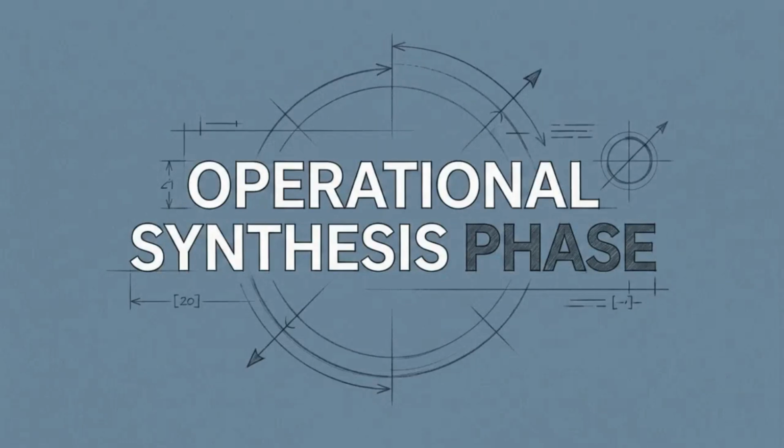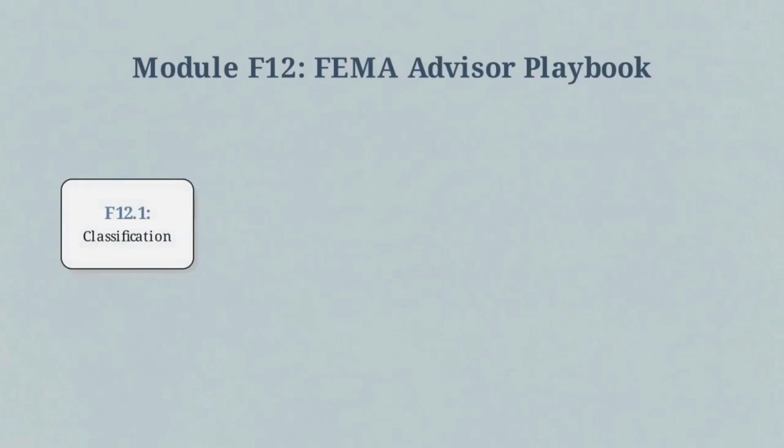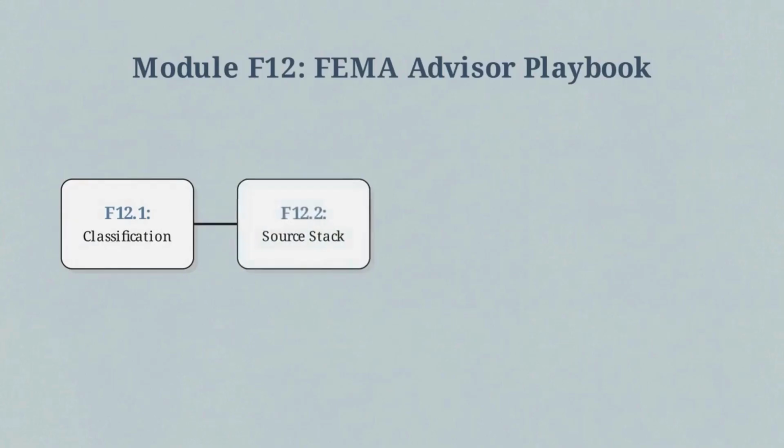Welcome to the final stage of our curriculum, Module F12, the FEMA Advisor Playbook. You will not find any new regulations or unexamined legal statutes in this module. Instead, the objective here is translation. We take the isolated rules you mastered in modules F1 through F11 and assemble them into a repeatable operational workflow.